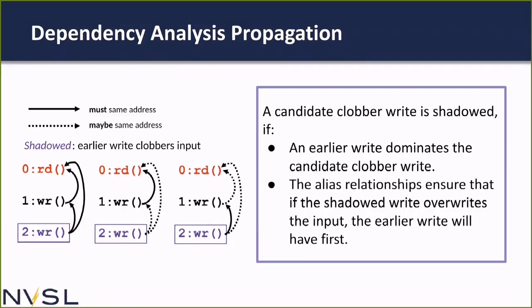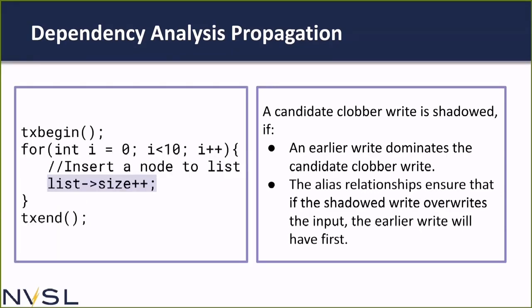There are three possible alias relationships between three accesses that meet these conditions. For example, in the write case, because write 1 and write 2 access the same address, if write 1 does not Clobber read 0, write 2 will also not Clobber read 0. If write 1 does Clobber read 0, write 2 will Clobber the value produced by write 1, but it will not Clobber the original input.